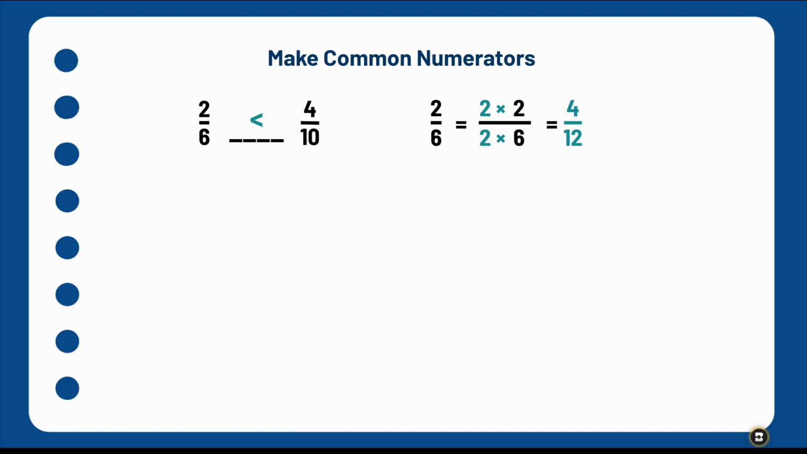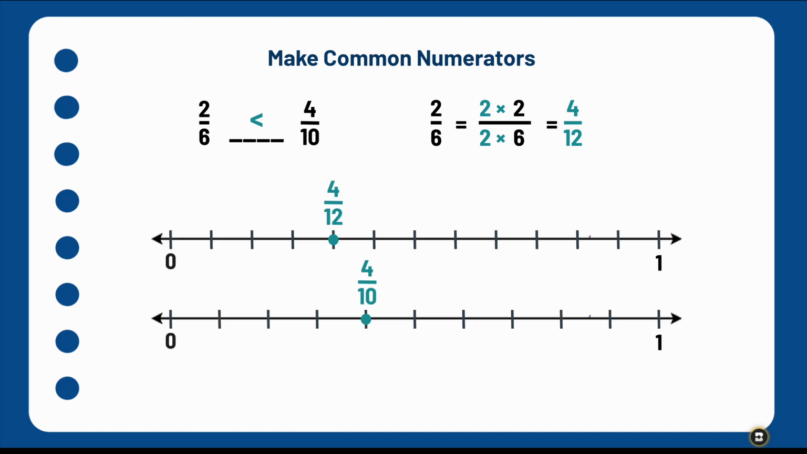4/12 is less than 4/10 because twelfths are smaller fractional units than tenths, and we have the same number of units. 4 of a smaller unit will be a smaller fraction. This is a model to show the comparison of the fractions. It shows the two number lines, one showing 4/12, which is equivalent to 2/6, and the other showing 4/10. We can see that 4/12 is less than 4/10.